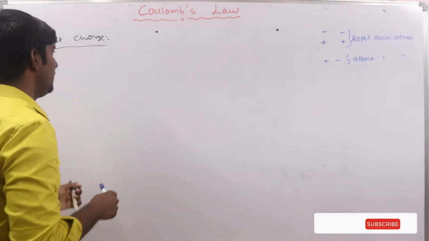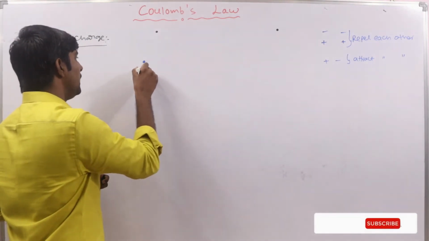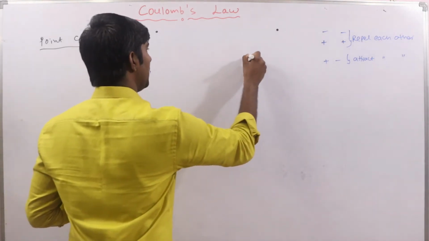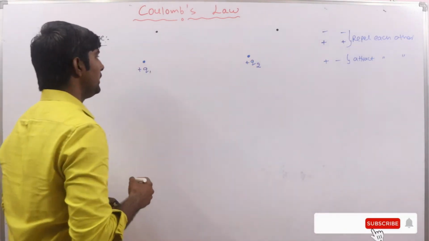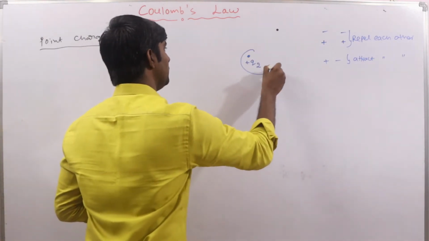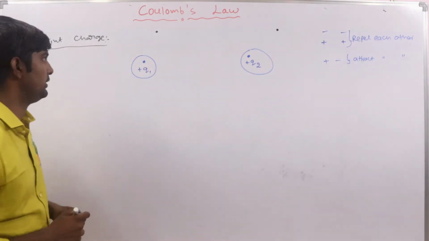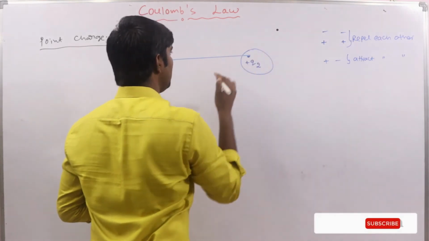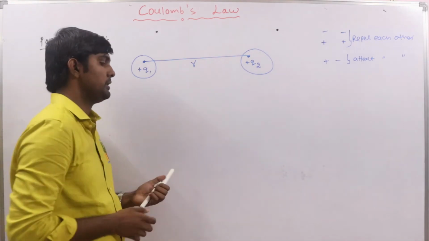Clear? Now let us consider two charged bodies. The first one has charge q1, and the other has charge q2. I am considering both as the same type of charge, positively charged, and these two charged bodies are separated by a distance r.